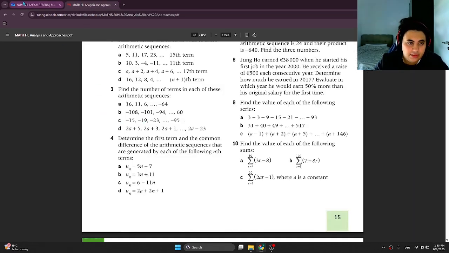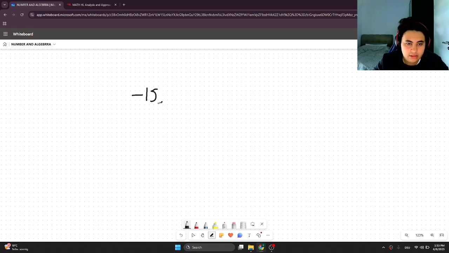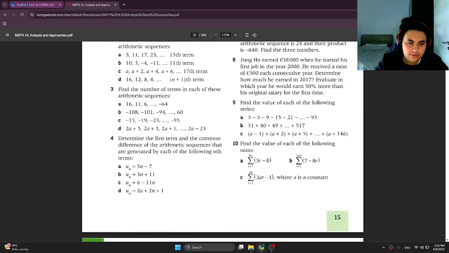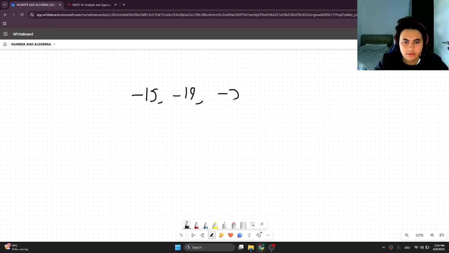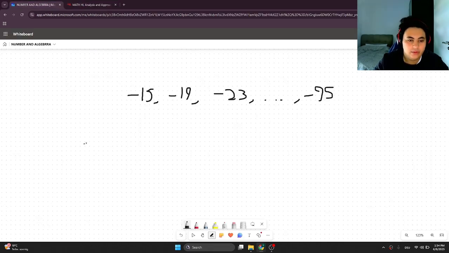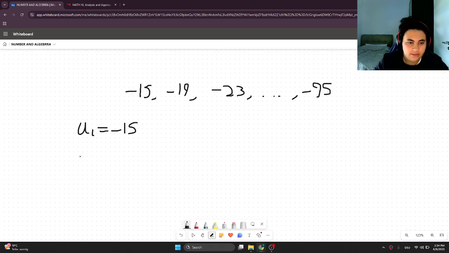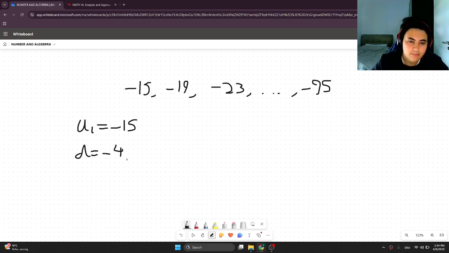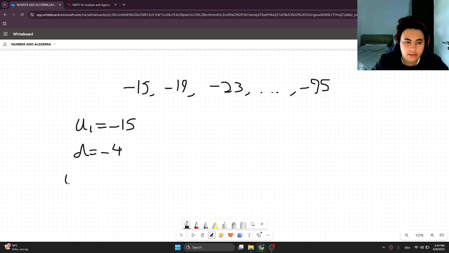Here we have negative 15, negative 19, negative 23, and so on, until negative 95. So first off, we take u1 is equal to negative 15, and then we find d. What is d? Here, we know that this sequence is descending, so d is going to be a negative number. So d is obviously negative 4. Then un is equal to negative 95.